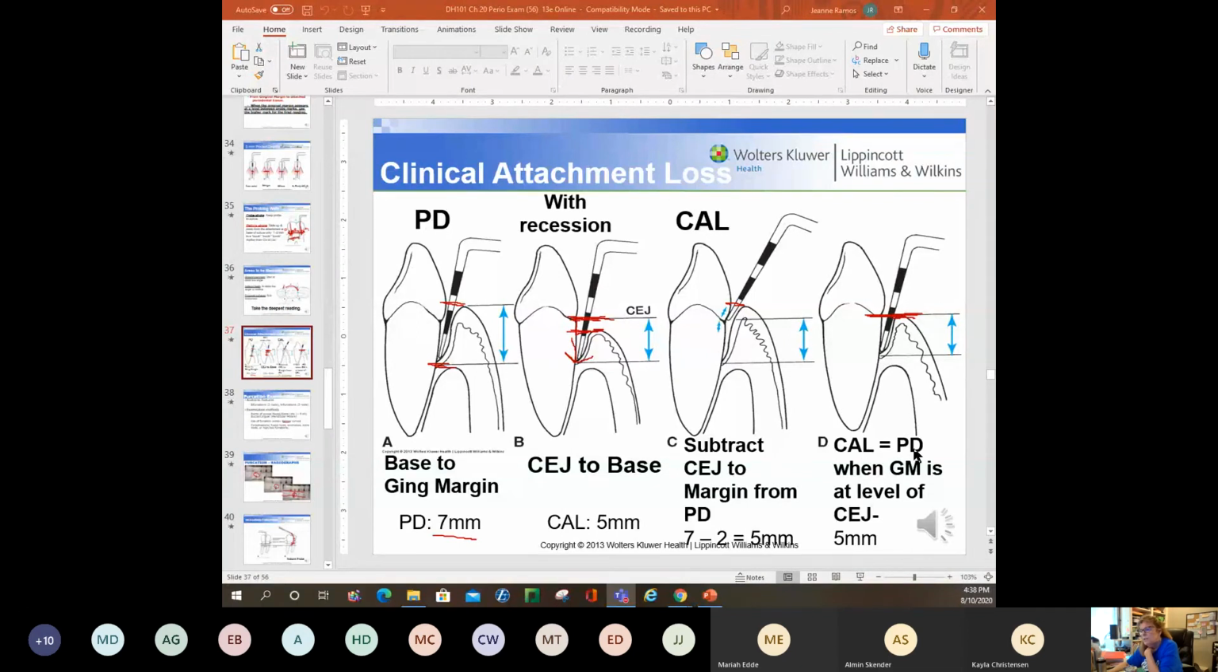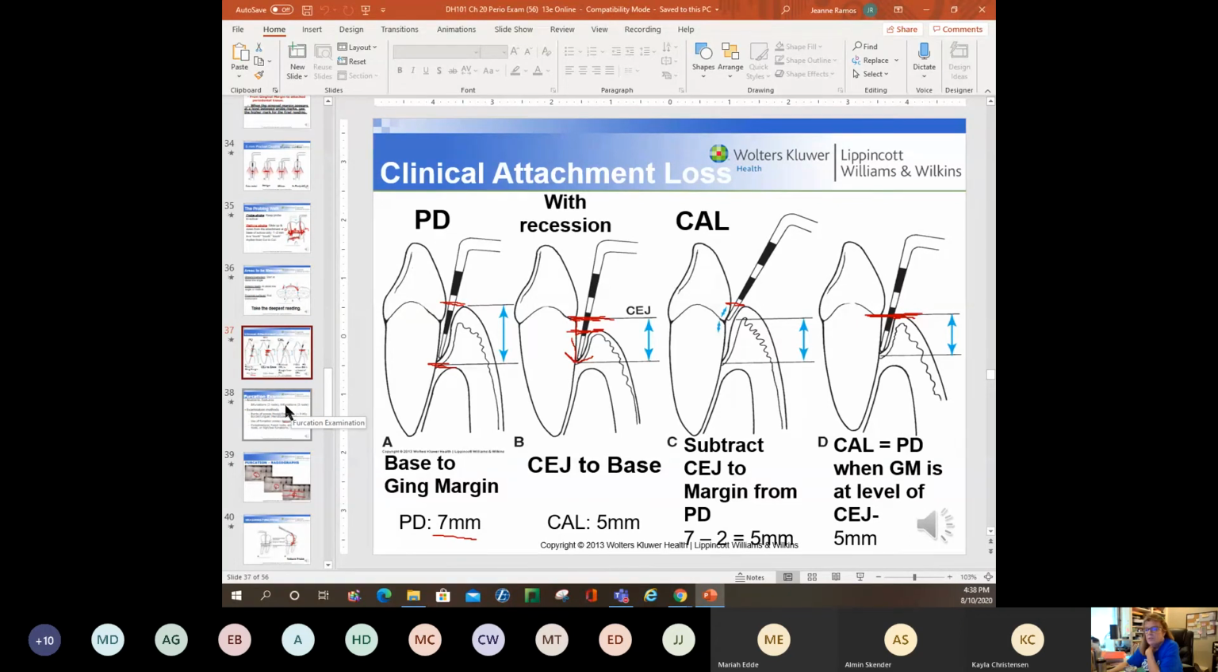Clinical attachment loss is going to equal the pocket depth when the gingival margin is at the same level as the CEJ. So this level is the same as the CEJ. So clinical attachment loss is 5 millimeters and pocket depth is 5 millimeters.